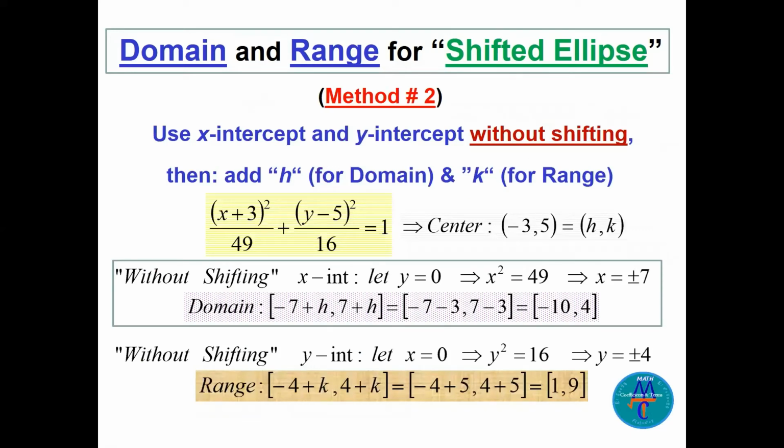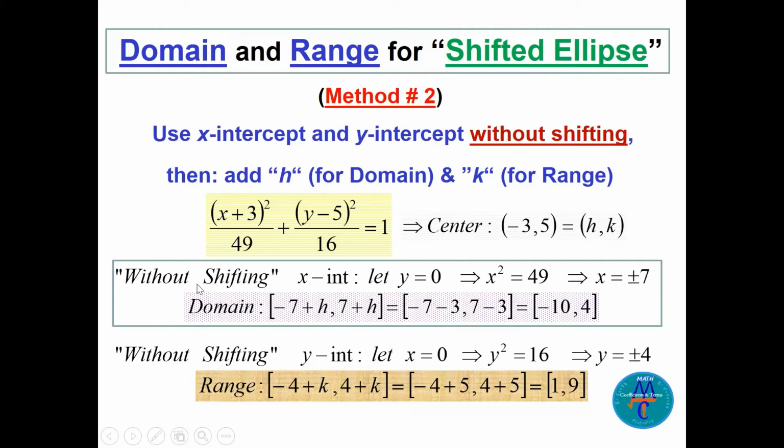Method number two may be easier, I'm not sure. Use x-intercept and y-intercept without shifting. Remember, not enough. Then add h for the domain, the x values, and add k for the range, which is the y values. Look at this example here. This is a complete ellipse shifted, not easy. Directly find the center. Minus 3 in the x and 5 in the k, so it will be h, k. Just leave it now.